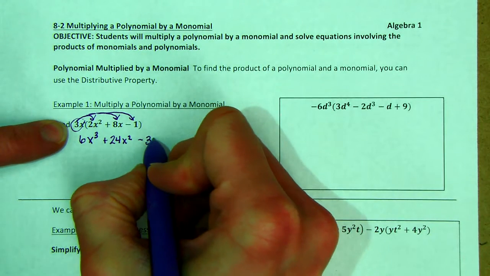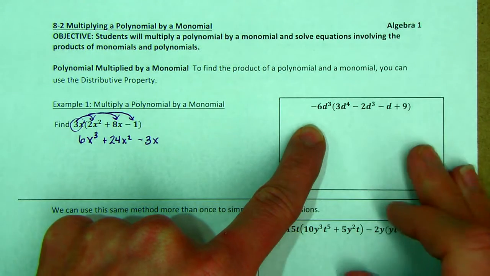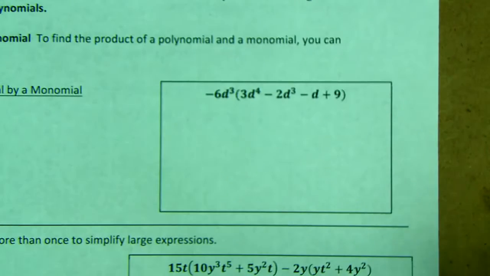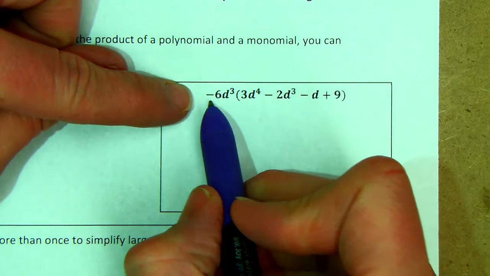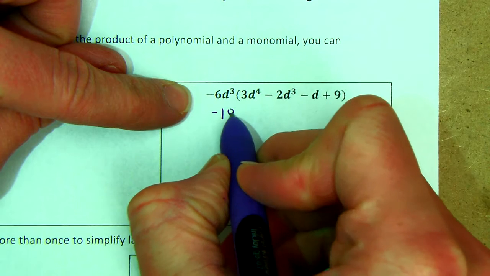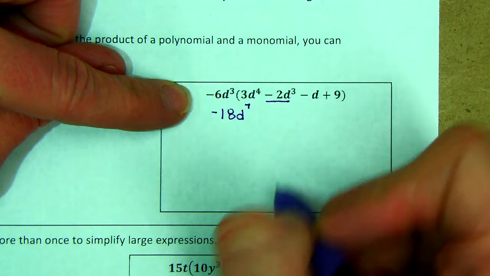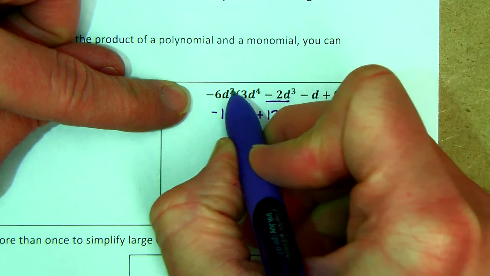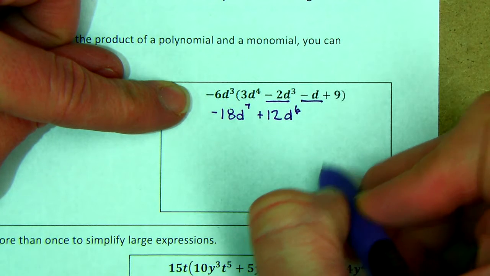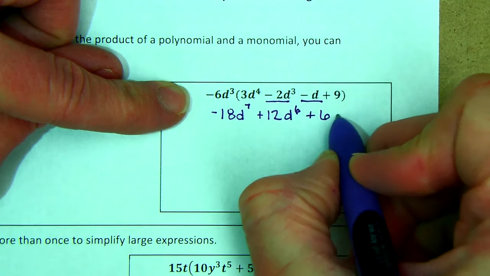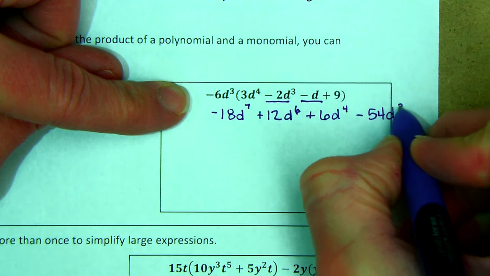All right, here's another one up here, a little bit longer because there are 4 terms in there. Let me zoom in a little bit. So we've got a negative 6d cubed. Watch your positives and negatives here. In this one, we're going to see it kind of unfold for us. When we have a negative 6 times a positive 3, we have negative 18. D to the 3 plus 4 is 7. And then we have a negative 6 times a negative 2. That gives us a positive 12. D to the, keep the base, add the exponents, so 6th. A negative 6 times a negative d, so a negative times negative is positive 6, and then d to the 4th. And last but not least, negative 6 times 9 is negative 54, d to the 3rd. There you have it.